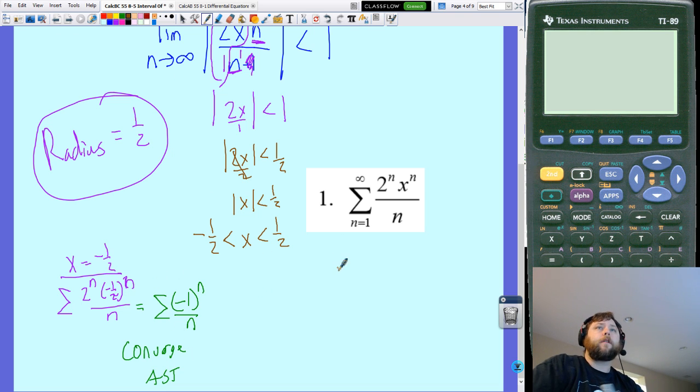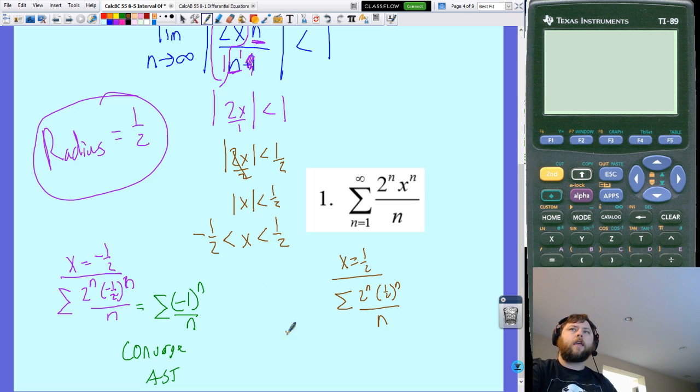Now, let's check when x equals positive 1/2. So very similar. It's going to be 2 to the n times 1/2 to the n over n. And that's going to simplify to the sum of just 1 to the n over n, which is just the sum of 1 over n. And we know this one diverges by the p-series.